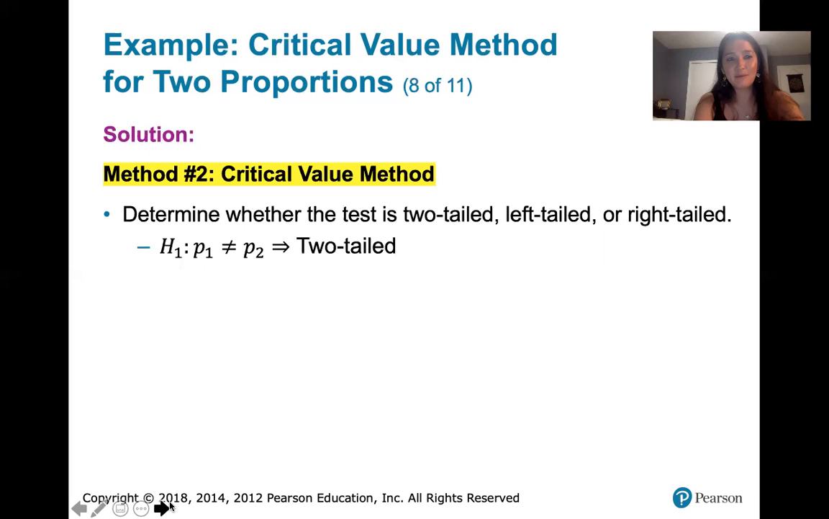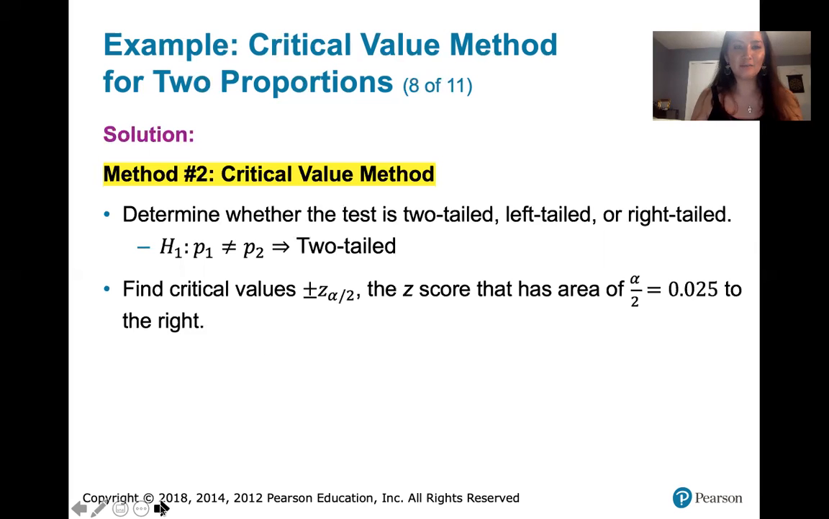Now, with the critical value method, you always have to determine whether the test is two-tailed, left-tailed, or right-tailed first, because you might have one critical value if the test is left-tailed or right-tailed, or you might have two critical values. Since our alternative hypothesis says that P1 is not equal to P2, that tells us our test is two-tailed. So we're going to have two critical values and two parts to our critical region, one in the left tail and one in the right tail.